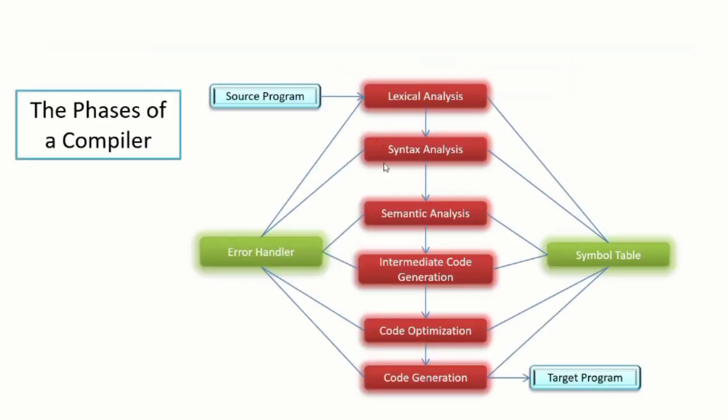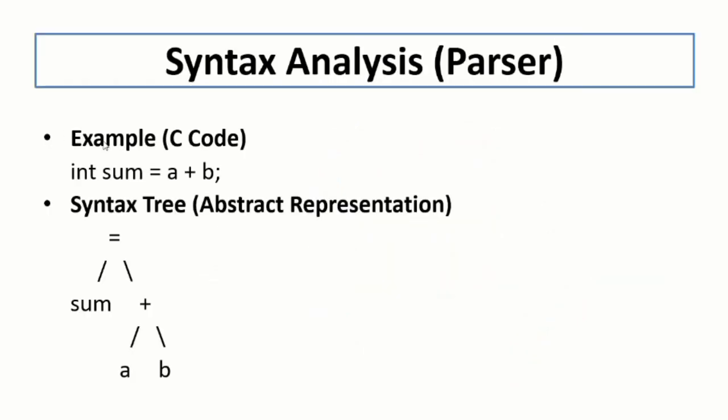Now the second phase is syntax analysis. Here, the stream of tokens is given as input to the syntax analyzer. Then the syntax analyzer converts it into a parse tree and checks whether the sequence of tokens follows the grammar rules of the programming language, and builds a syntax tree or parse tree. So simply, the stream of tokens is given as input to the syntax analyzer, which converts it into a parse tree. Consider the example int sum = a + b.